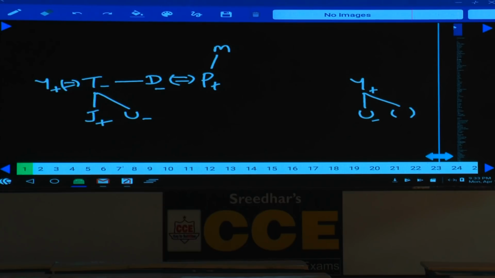Now this Q is the son of whom? Q is the son of D. Now this Q is the son. This is the information given. Done with this? U is the daughter of T and Q is the son of D.